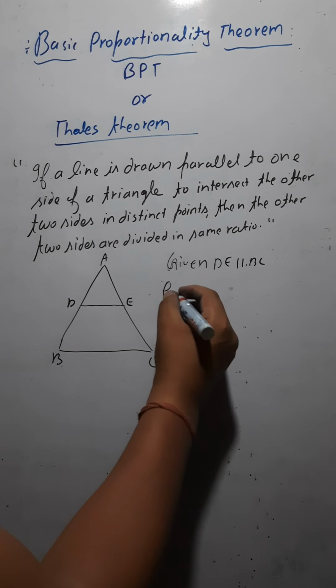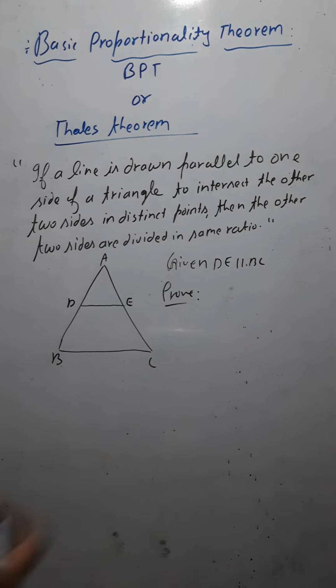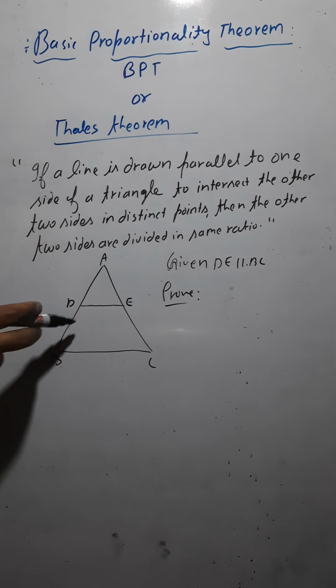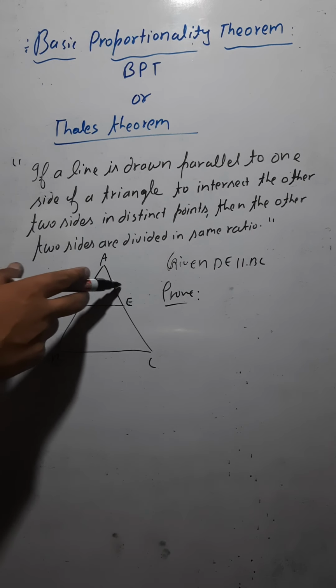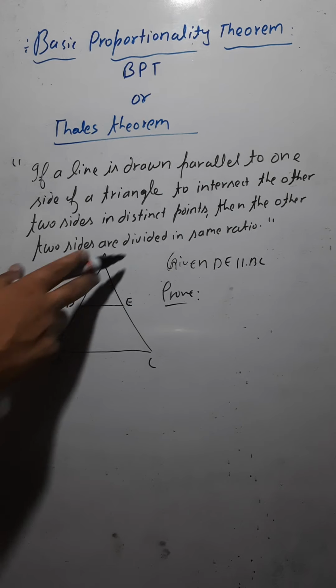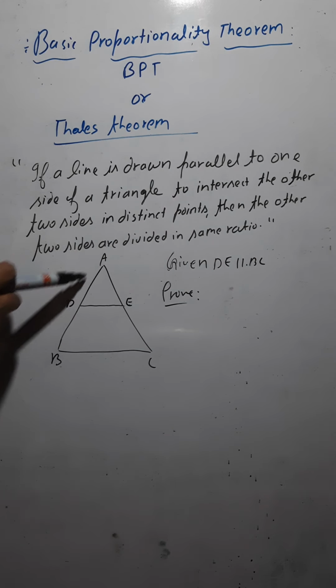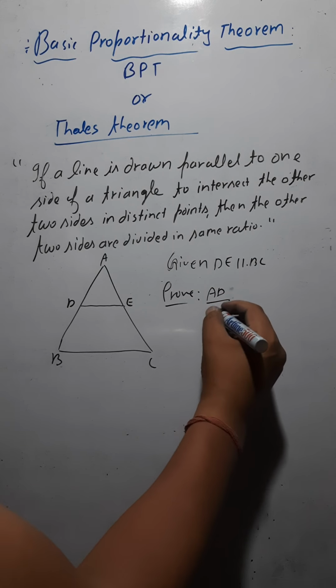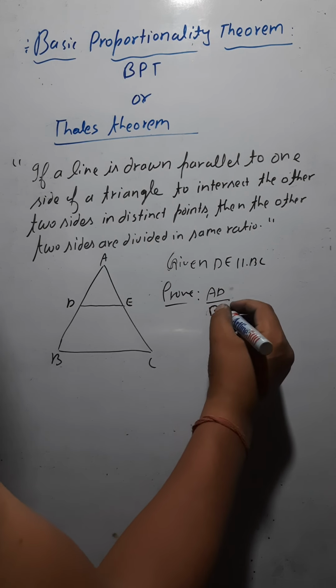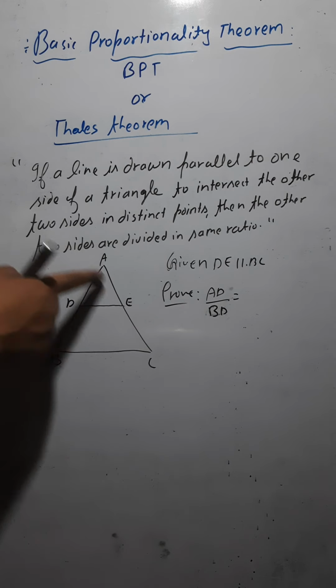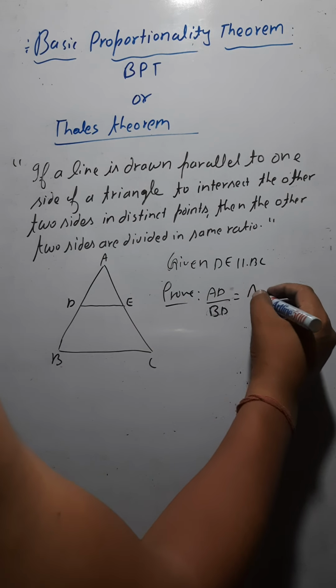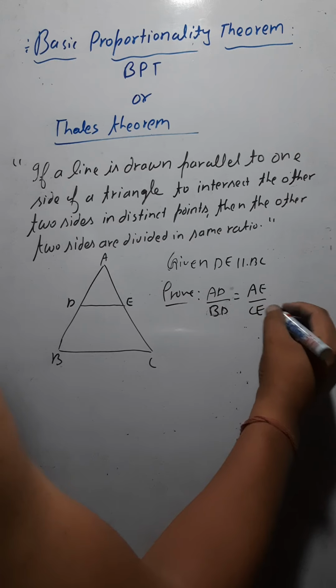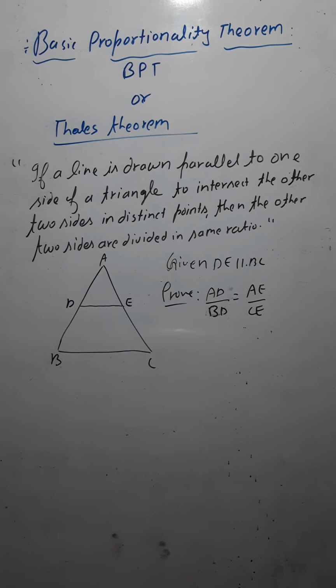And what do you have to prove? Because this line divides the other two sides in the same ratio, that you have to prove. Means you have to prove AD by DB, or BD, whichever way you want to write, equals AE by EC, or CE. This is what you have to prove. Are you getting this? Okay, just note it down.